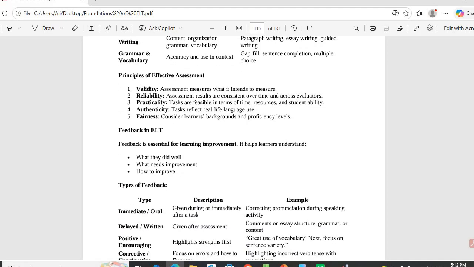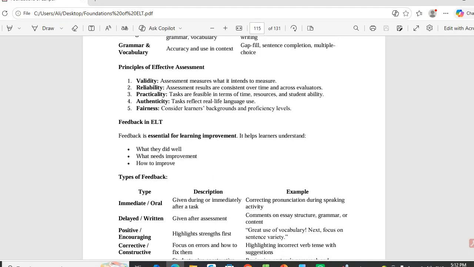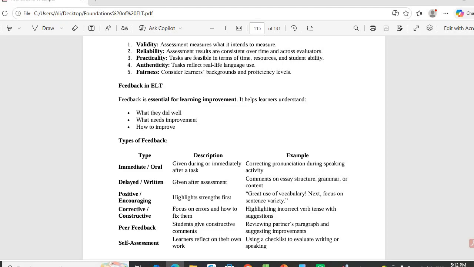The feedback is essential for the learning environment. It helps learners understand what they did, what needs improvement, and how to improve. Types of feedback: immediate or oral feedback, delayed or written feedback, positive or encouraging feedback, corrective or constructive feedback, peer feedback, self-assessment. These are different types of feedback.